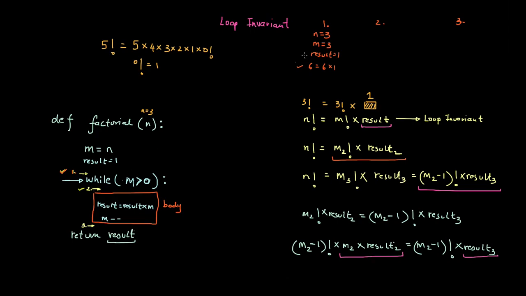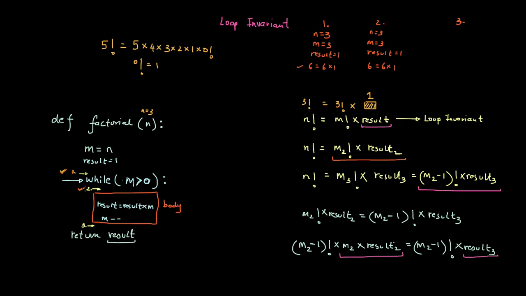What is it at point 2 here? At point 2, I still have n equals 3, m equals 3, my result is still 1, and I still have 6 equals 6 times 1, meaning I still have 6 equals 6, meaning everything's still okay at point 2 as well. Now, remember, anything could happen inside this orange box. The loop invariant inside the orange box could be violated, but that's okay.